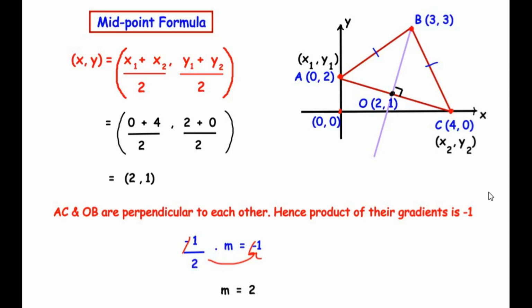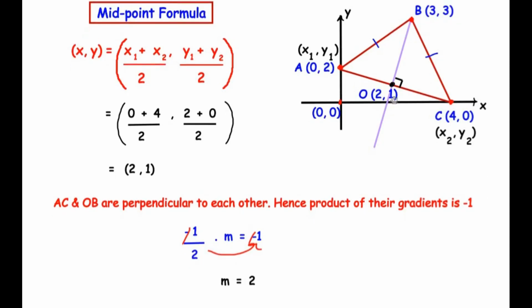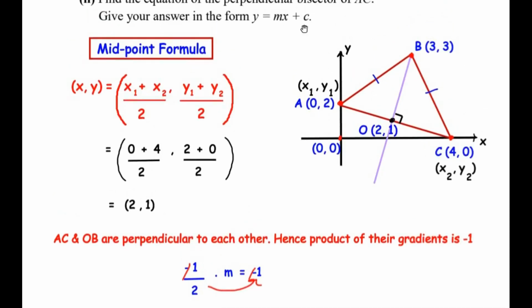Now that we have found the gradient of line OB, let us find its y-intercept, because we need to find the equation of line OB in the form y is equal to mx plus c. To find the value of c, we are going to make use of the coordinate 2, 1, which is on line OB. So let me write here.